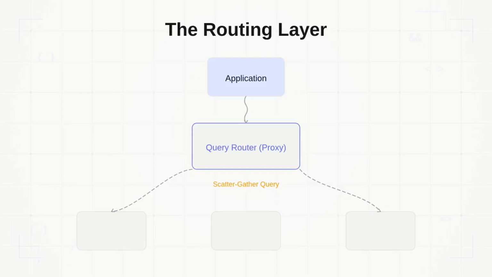But what happens if you query a column that isn't the shard key? The router has no choice but to perform a scatter-gather operation, sending the query to every single shard and merging the results. This is the performance killer of sharded systems.